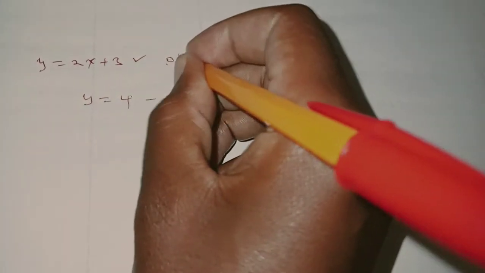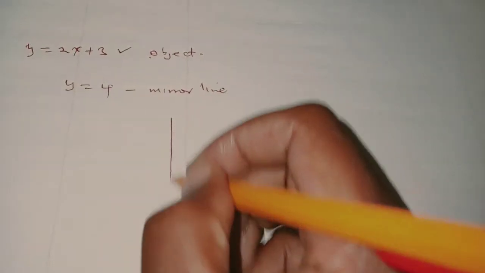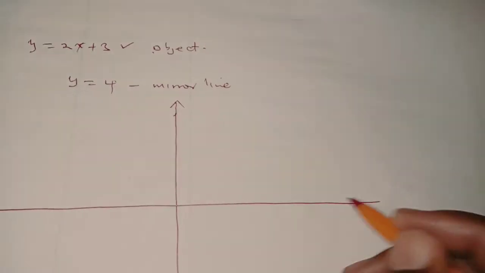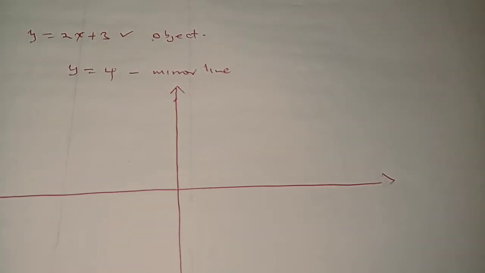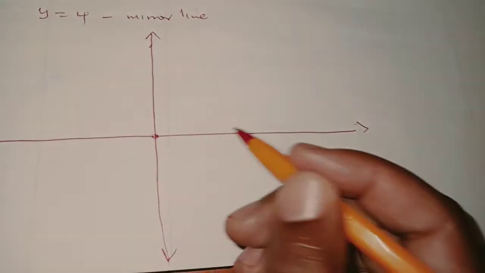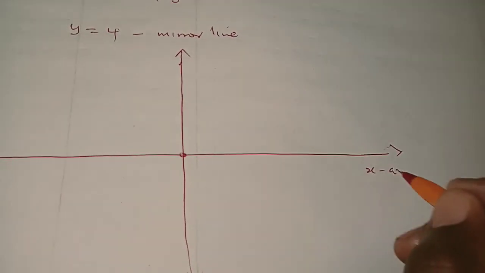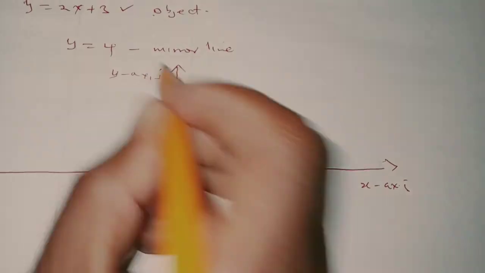This is the object. So I will draw a graph here, in other words the Cartesian plane, to demonstrate how this one can be done. You must not use this, but I've just used this one for illustration and to make you understand. So this is the x-axis. Up here we have the y-axis.